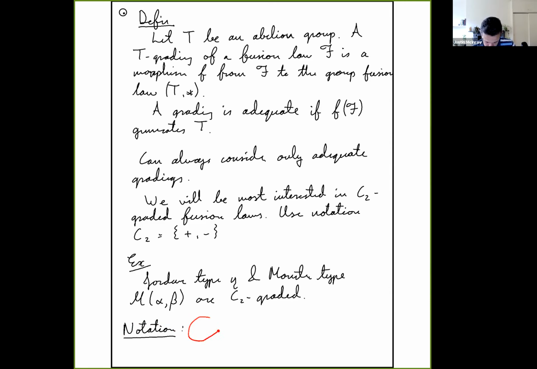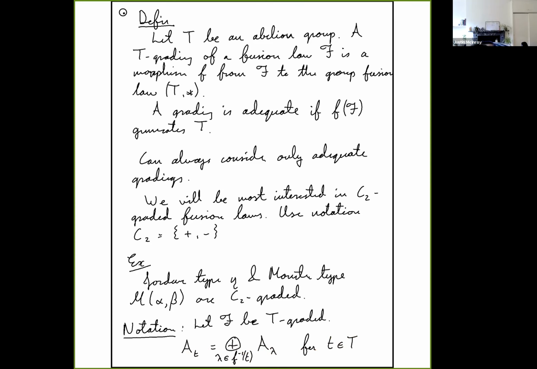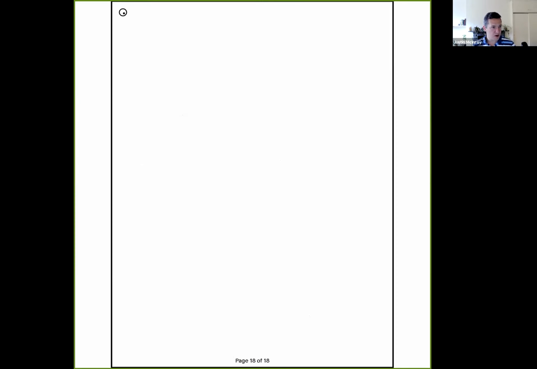Suppose let A be T graded. I'm going to define A_T to be the direct sum over all lambda in the pre-image of T of A_lambda. So I'm taking the entire T graded piece, and that's what I'm going to call A sub T. Okay, and that notation is going to be useful for us because I'm going to use these gradings to define automorphisms.